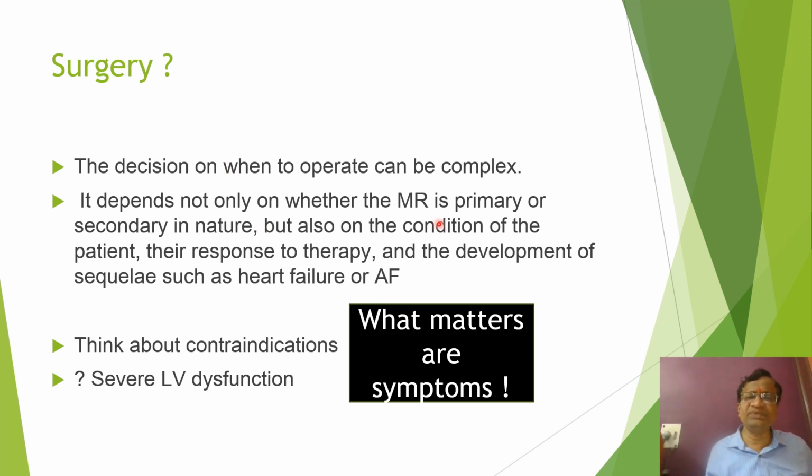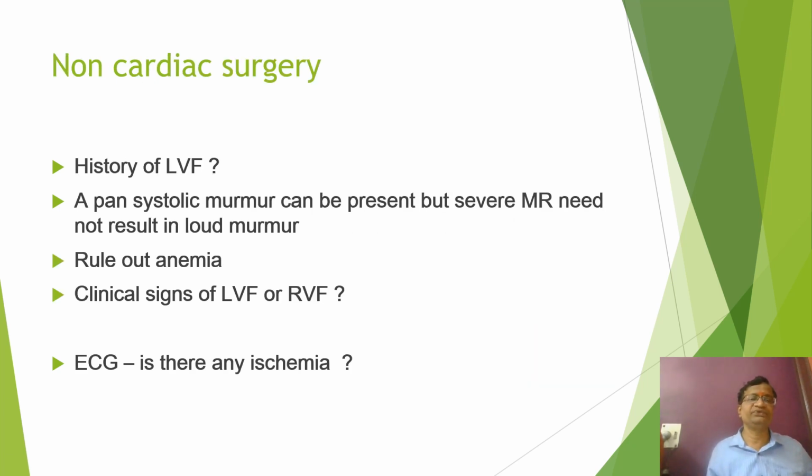We know when MR is primary or secondary. If the LV dysfunction is between 30 to 60% of EF, not severe LV dysfunction, and if severe MR, yes, surgery matters. Now, if there is a history of LVF or non-cardiac surgeries, we are more bothered. I am very interested in ruling out anemia because the whole symptomatology may change if the hemoglobin goes up from 9.5 to 11.5.